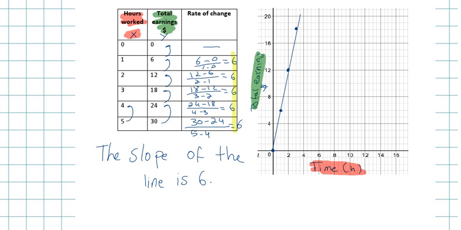You've noticed that I've extended the line only from one side. Why do you think I did not extend my line right here at the bottom? Why did I not do that? Why did I just extend it right here? Because you can't work less than 0 hours. Can you work negative hours? No.